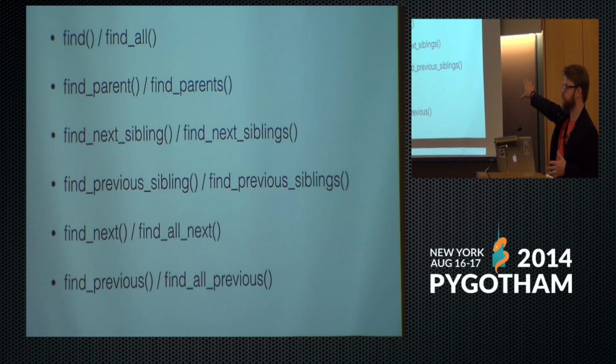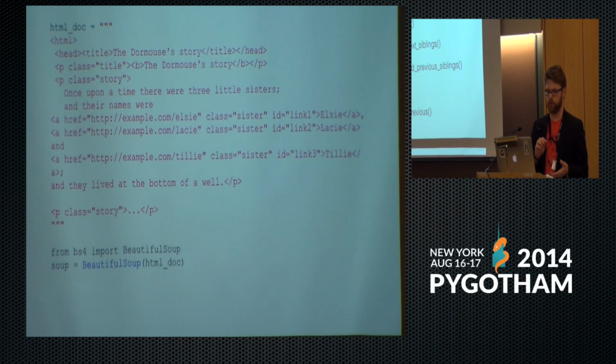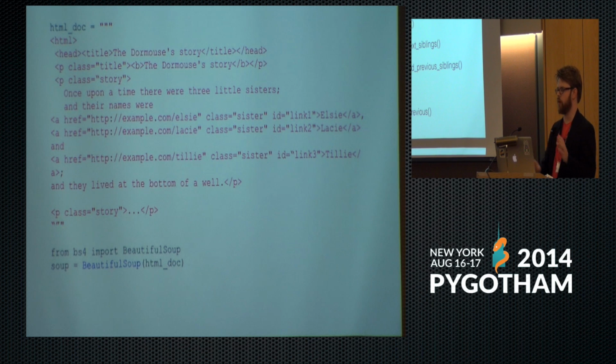So these are all the search functions. You do something with one thing or you do something with a list, and that's the pattern that you're going to use. So you find or you find all, or you do it with parents or siblings or previous siblings, next and previous. So it's all just moving around that tree.